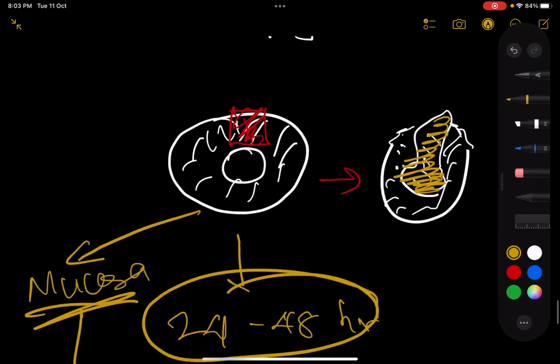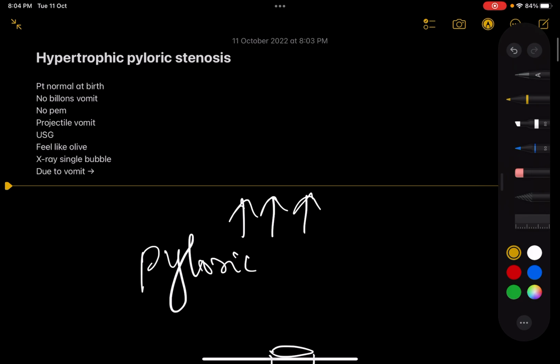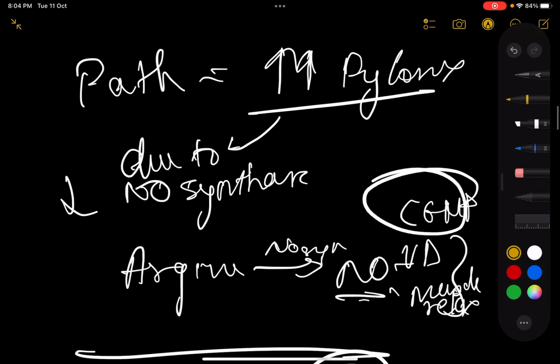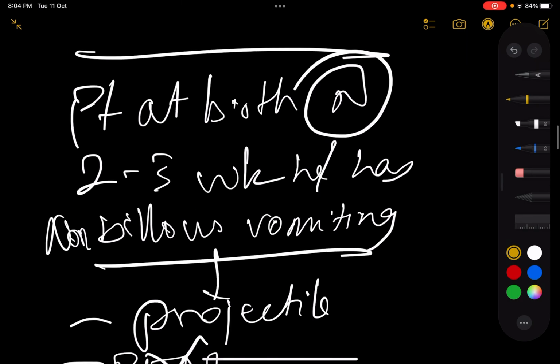That is about it for a very important topic. Let me just highlight a few important points. The patient is normal at birth, with no bilious vomiting, no protein allergy, malnutrition, and projectile vomiting. USG is the investigation of choice. There is a double bubble sign on X-ray for other conditions, a single bubble here, and due to vomiting, as I already explained, hypokalemia, hypochloremia, and so on.